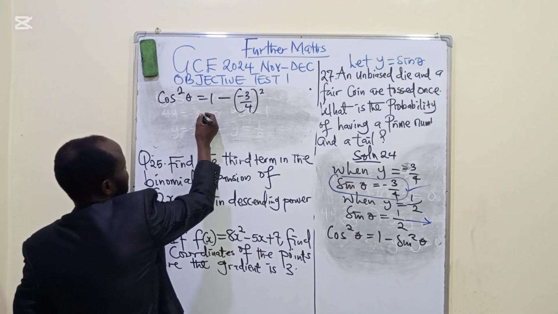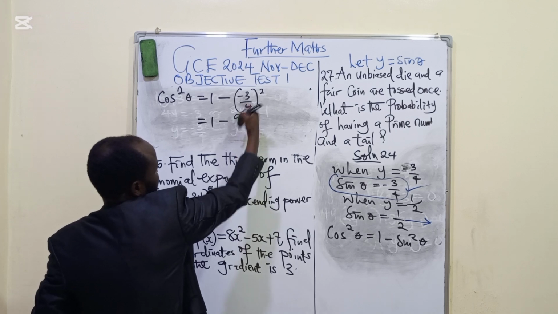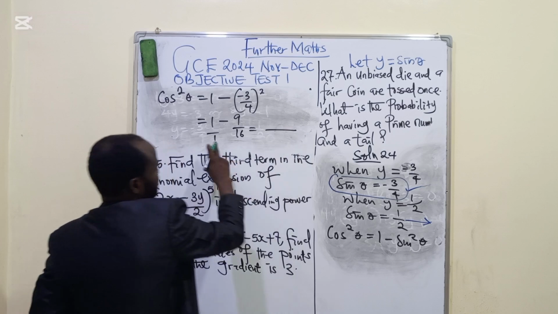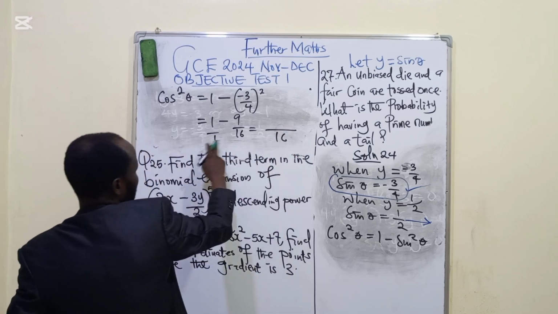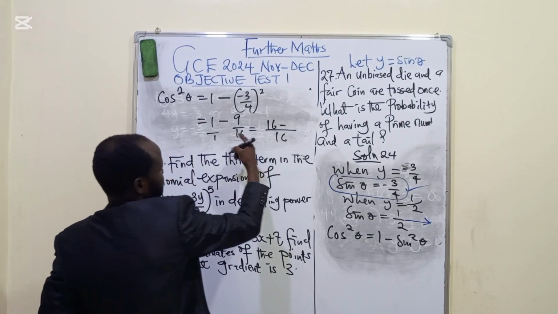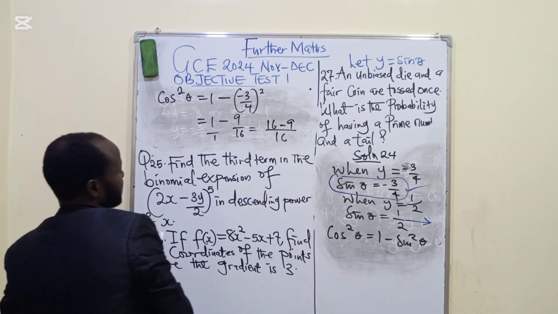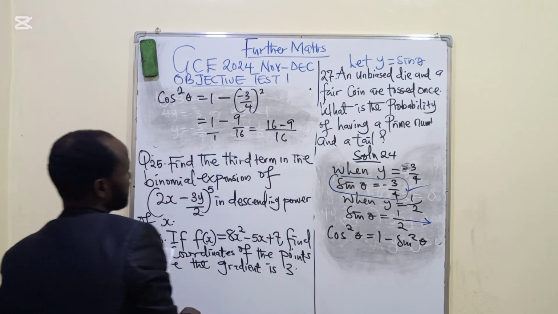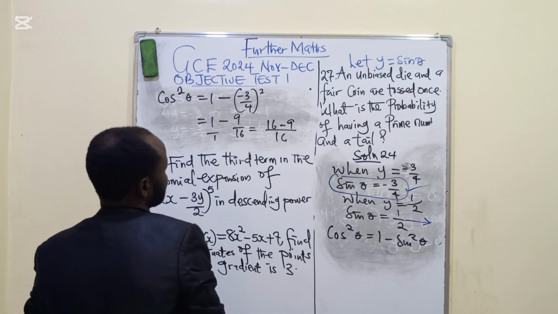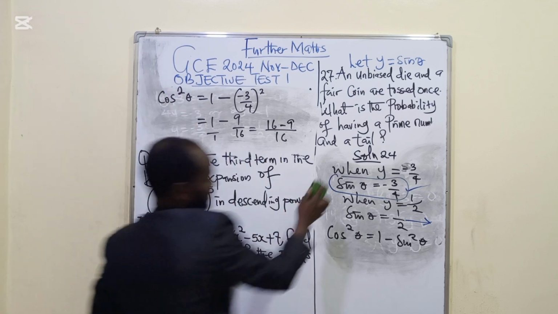Let's simplify this. This will be 1 minus 3 squared, which is 9, over 4 squared, which is 16. Let's find the LCM here. The LCM of 1 and 16 is 16. 1 into 16 is 16 times 1, that's 16. Minus 16 into 16 is 1, times 9 is 9. So we have 16 minus 9. What are we going to have? That will be 7 divided by 16. Very important. Let's move here.